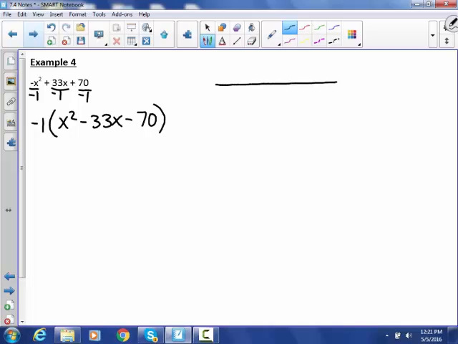Okay, so now let me just say this. Everybody listen just a minute. If we were to multiply A and C on this one, what's 1 times negative 70? Still negative 70, so it doesn't really matter if you do. You're still going to get negative 70, right? And the sum needs to be negative 33.